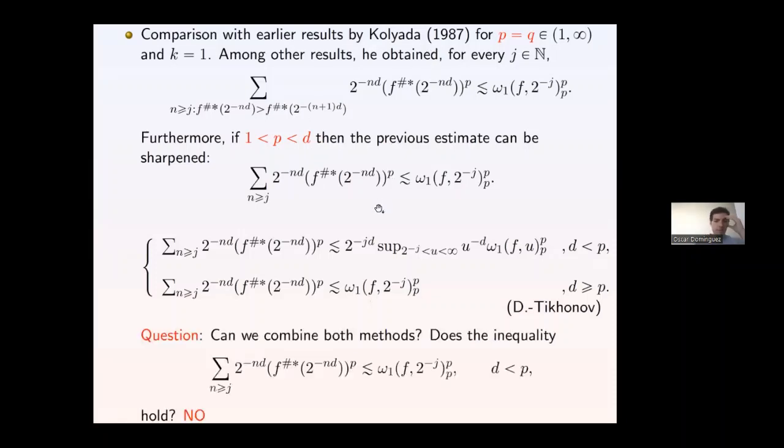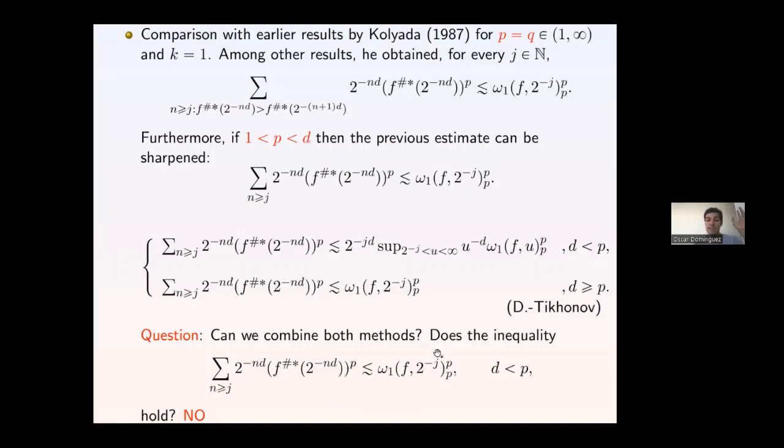So at this point, a natural question arises. So the idea is the following. Let us concentrate on this case, so if p is strictly larger than d. As I said, our method is better dealing with the left-hand side, but on the other hand, Colliada's method is better dealing with the right-hand side. So the question is, can we somehow combine both methods in some way in order to win on both sides? I mean, can we obtain this inequality? Or in other words, can we extend this inequality for all values of p?